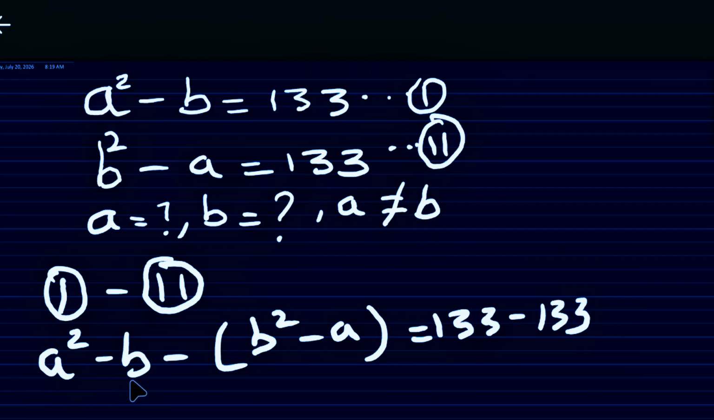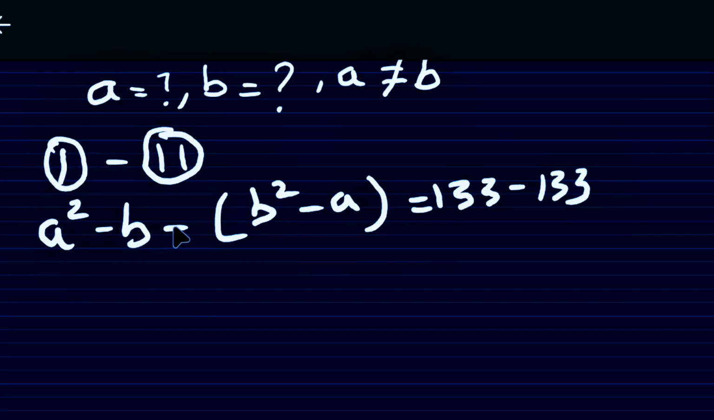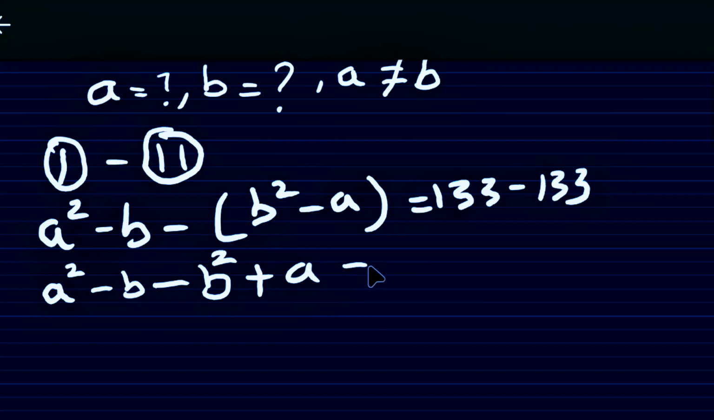From here we are going to use this minus to open the parenthesis. So we are going to have a squared minus b, minus times b squared gives us minus b squared, because the b squared here is positive. The minus times this minus here is plus a, and this equals 133 minus 133, which equals 0. Okay, and this is what we have.